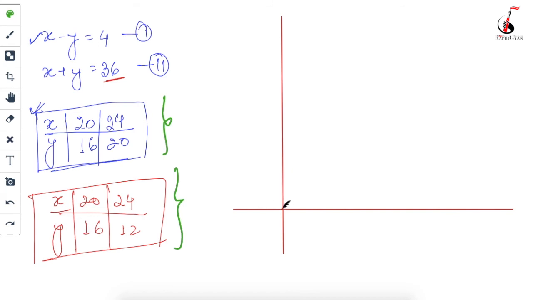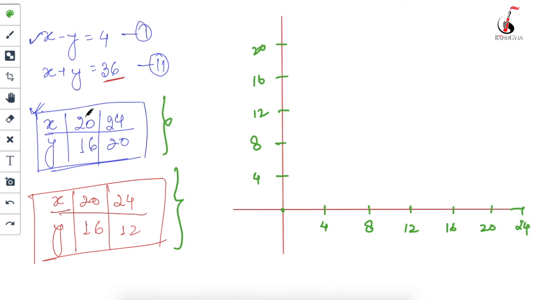So whenever I draw the graph, I will make this 4, 8, 12, 16, then after 16 it's 20, and this will go till 24. So this is 4, 8, 12, 16, 20 and 24. Here also I will take like this: 4, 8, 12, 16, 20.